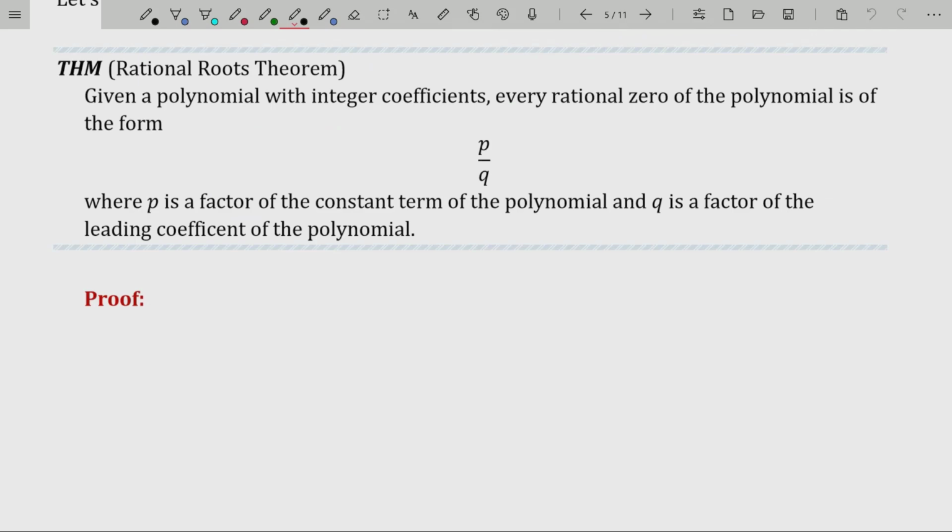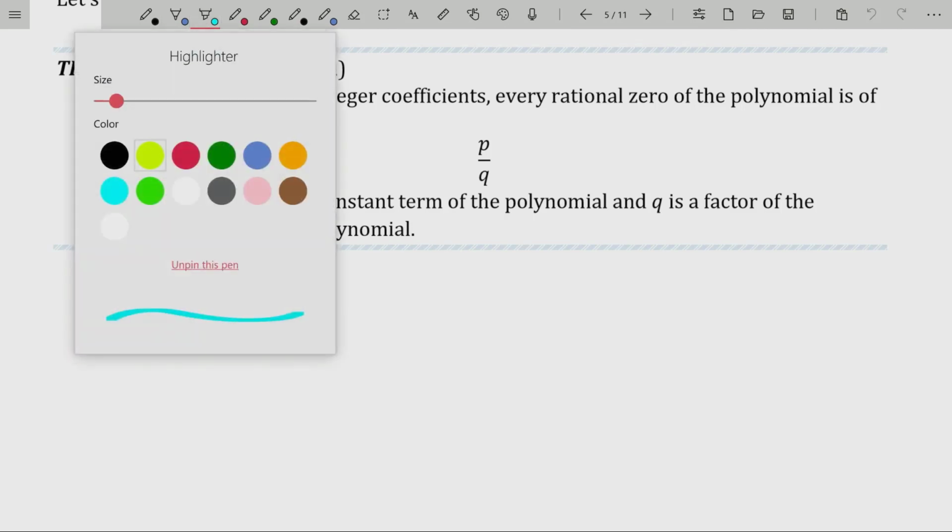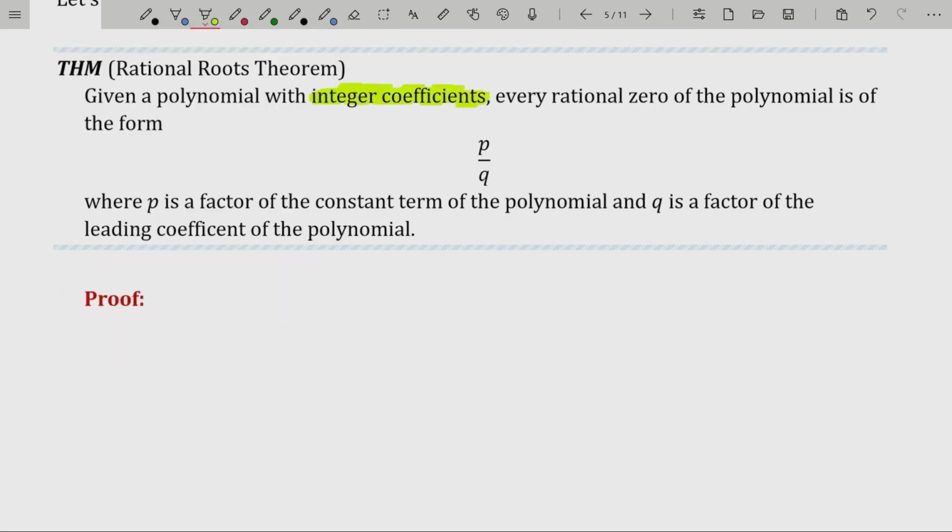So here's the formalized statement of the rational roots theorem. Given a polynomial, and the restriction on this polynomial is it must have integer coefficients, then every rational zero of the polynomial is of the form p over q, where p is a factor of the constant term, which is what we were saying before. We actually used the yellow to highlight that, so I'll do that here. And q is a factor of the leading coefficient of the polynomial, which I'll again use blue to highlight.